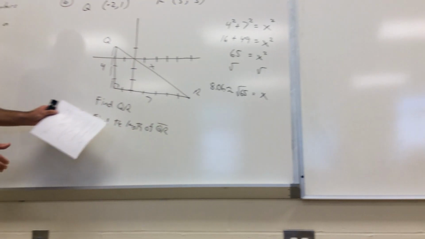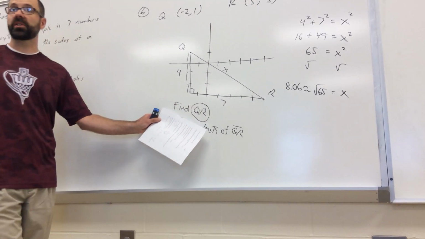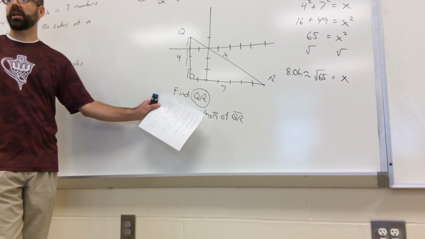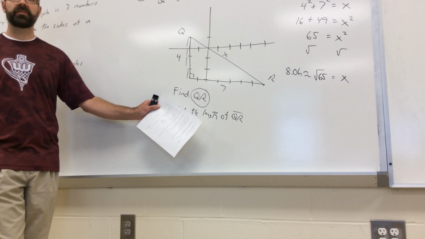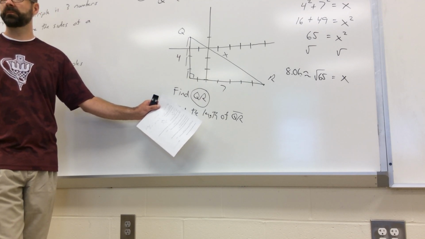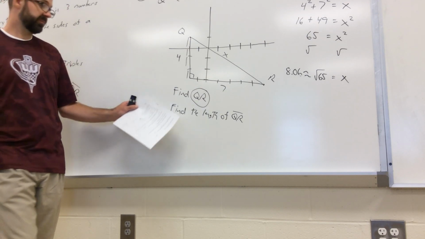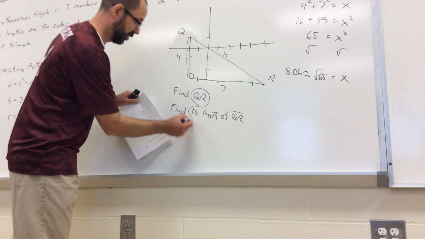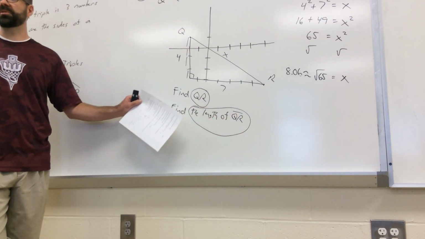Okay, so really the only major new thing today is this symbol here, QR. And if it doesn't have anything on top of it, it means the length from Q to R. And that's going to be easy to forget because it would be better if we just wrote all these words down. But you've got to learn the symbols too, so that's why I'm pointing it out.